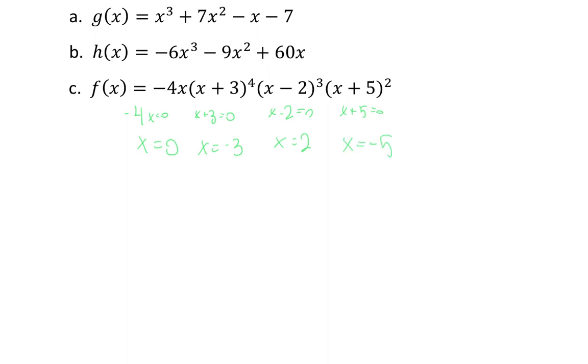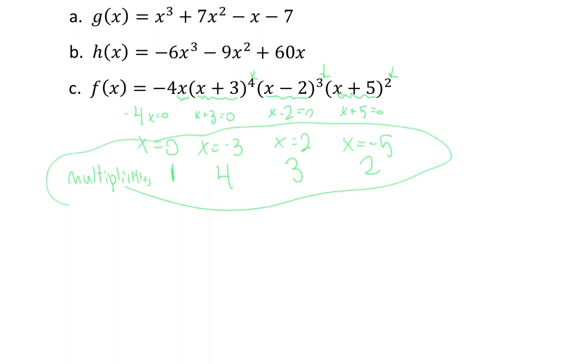Now for our multiplicities. I'll just put each of them under. So for the first one, how many minus 4x's do we have? Or how many specifically of these x's do we have? Well, we only have 1. So that's going to have a multiplicity of 1. Now for our next one, how many x plus 3's do we have? We have 4. So we have a multiplicity of 4 for that one. How many x minus 2's? We have 3. How many x plus 5's? We have 2. And then you're done. That's our answer here. Okay.